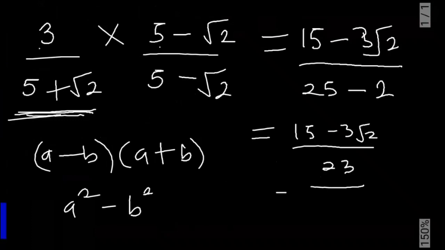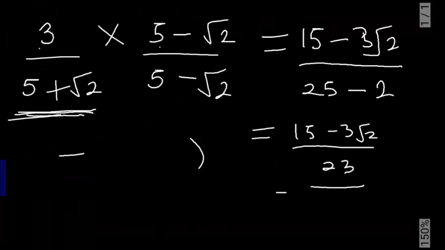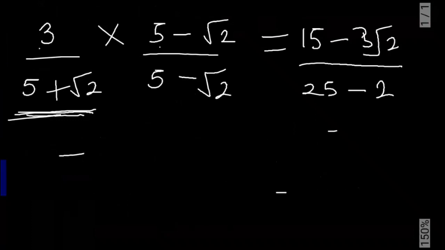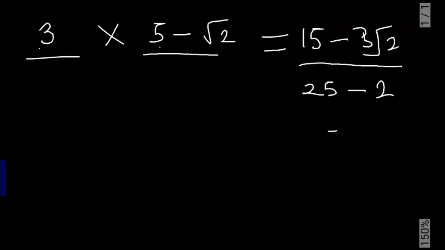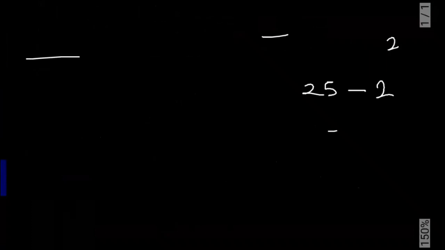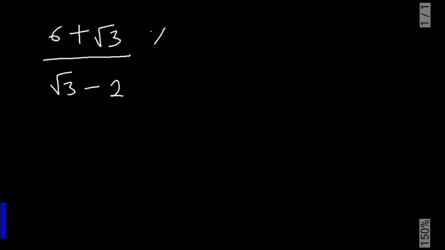Let's take another similar question. Let's take 6 plus root 3 over root 3 minus 2. As I said earlier, the conjugate of this is everything there except the opposite of its sign. So we have root 3 plus 2.